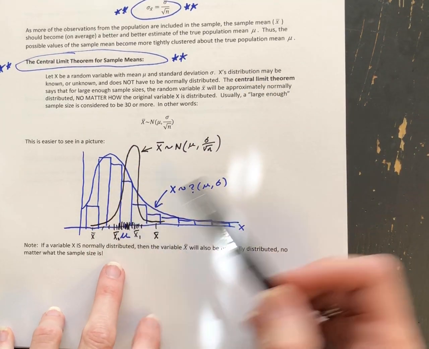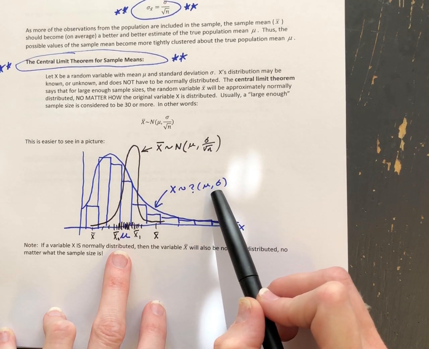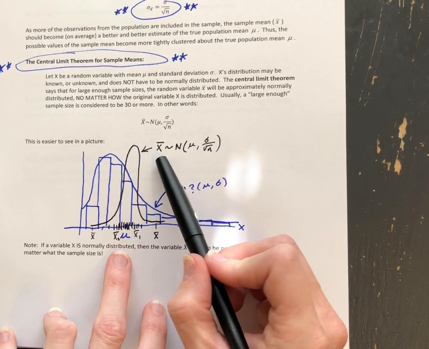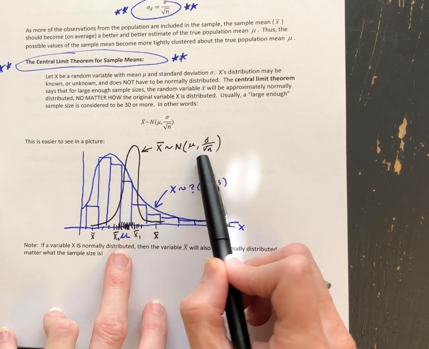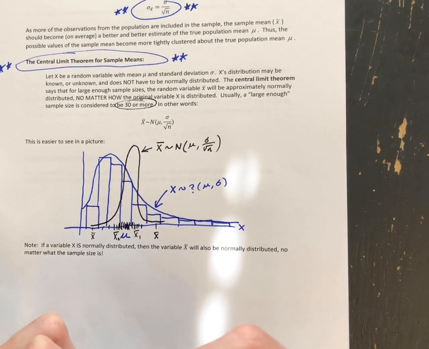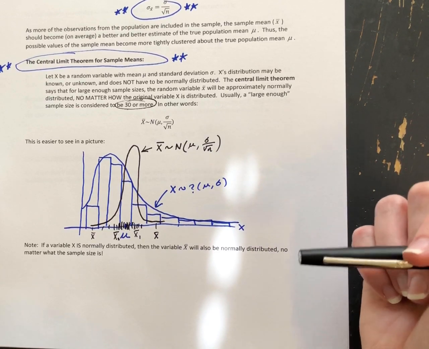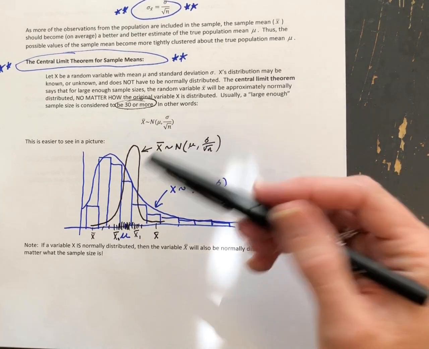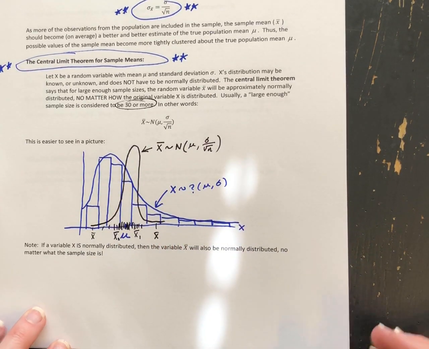visually happening here. But it's telling us that even if x is not normally distributed, the distribution of the possible sample means will be approximately normally distributed as long as our sample size is big enough. And again, big enough is usually about 30 or more. Sometimes it works when it's less than 30, depending on how far from normally distributed your original variable is.